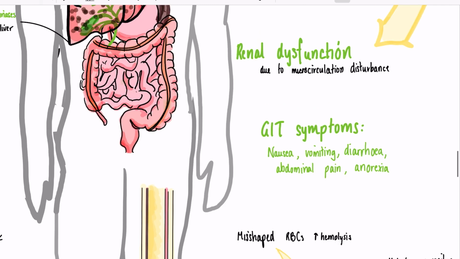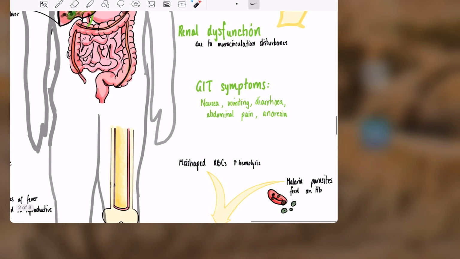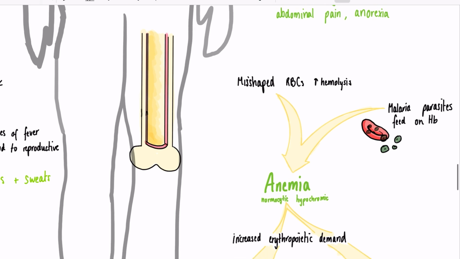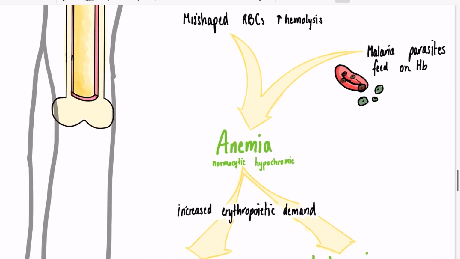Other GIT symptoms include nausea, vomiting, diarrhea, abdo pain, and anorexia. Okay. Oh, yes. Sorry, malaria is so extensive, jeez.